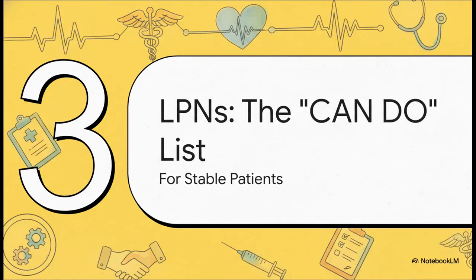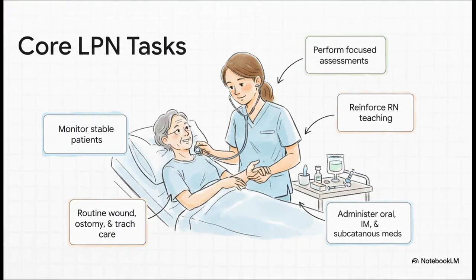Okay, we've got the big picture legal stuff down. Now let's get practical. What can you actually hand off to your LPN? And the key word, as always, is patient stability. For a stable patient with a predictable outcome, LPNs are absolute rock stars. They can do focused assessments, like listening to lung sounds on a stable COPD patient whose baseline we already know. They can monitor, collect data like vitals and blood sugar, and they can do routine procedures they're trained for.